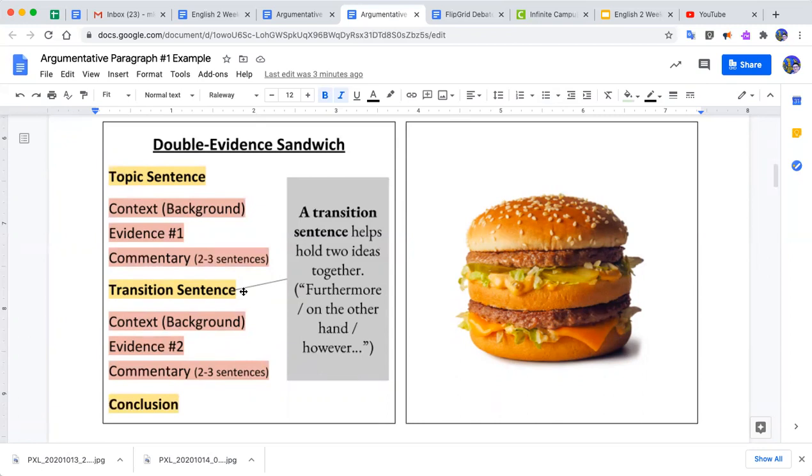You could say, furthermore, this is expanded by the fact that blank. You could say, on the other hand, we should consider this other idea. However, this is not totally true because blank. So figure out a word you could use to hold those two ideas together. And then you move on to your second piece of evidence, and context, evidence, commentary as always, and then the conclusion at the end. So I would definitely compare these two things, compare the structure you'll use, and look at the hamburger. They are very similar.